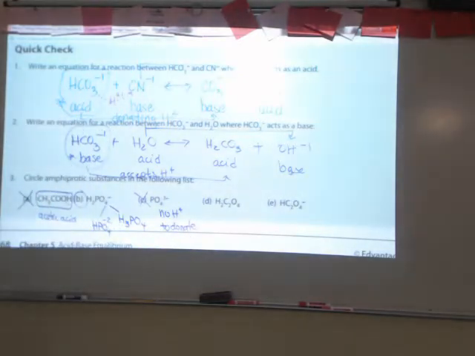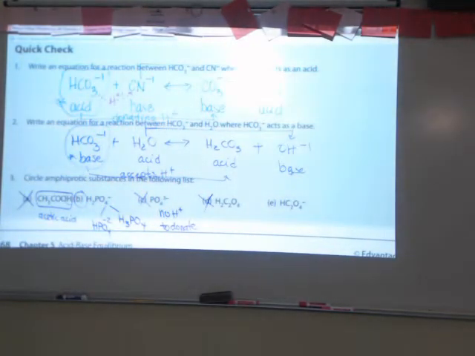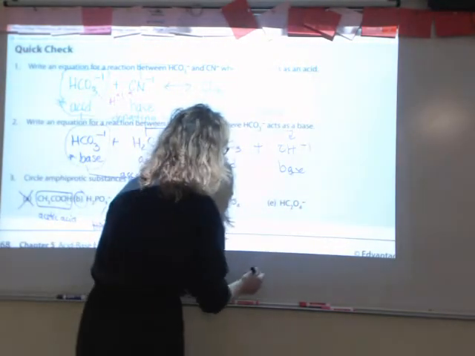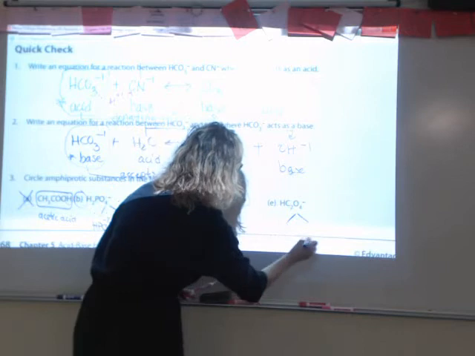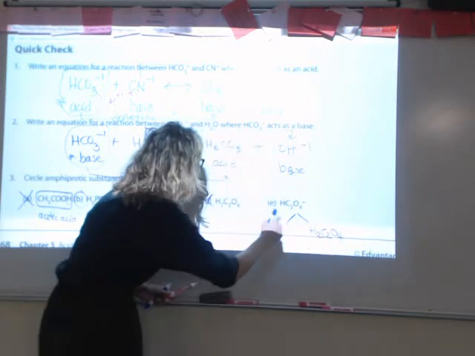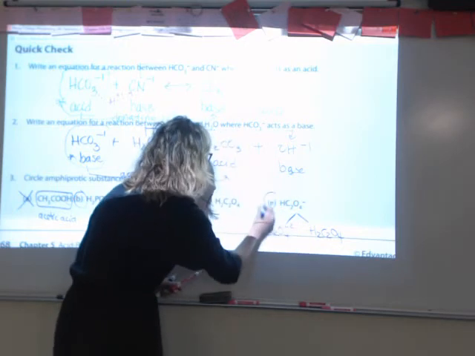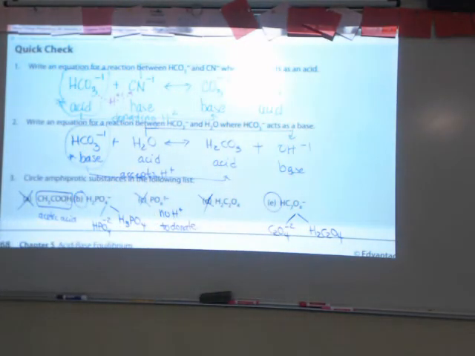D is neutral, so it's probably out. E has a -1 charge. So let's consider it. I could add a hydrogen ion to make it H2C2O4, or I could remove this hydrogen ion to make it C2O4 -2. So that's an option. Does this make sense? Yeah. Okay.